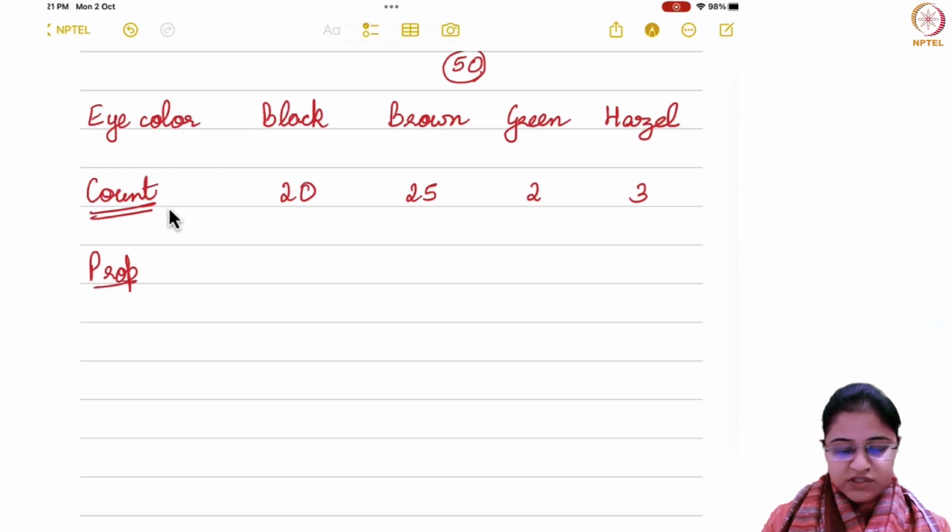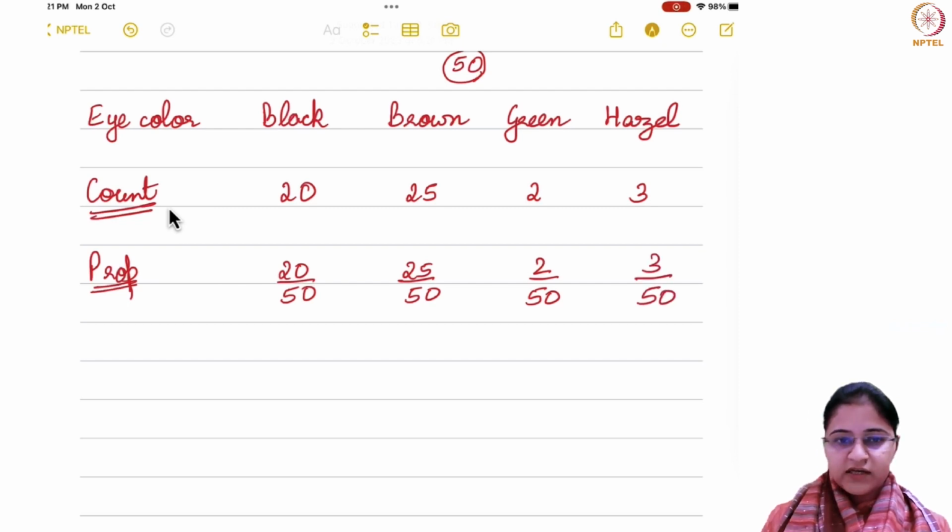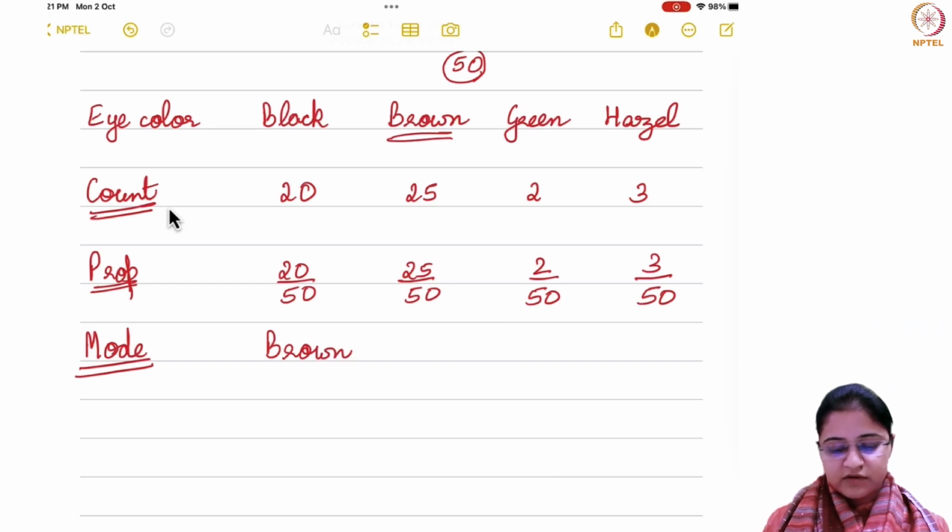Proportion is basically the fraction that a particular category appears relative to the entire data set. So 20, and we will divide by the total number of observations, that is 50. Similarly, you can calculate for other categories as well. And the third one is your mode. Mode is the most frequent observation. In this case, you see that brown appears the maximum number of times. So the mode over here is brown eye color.